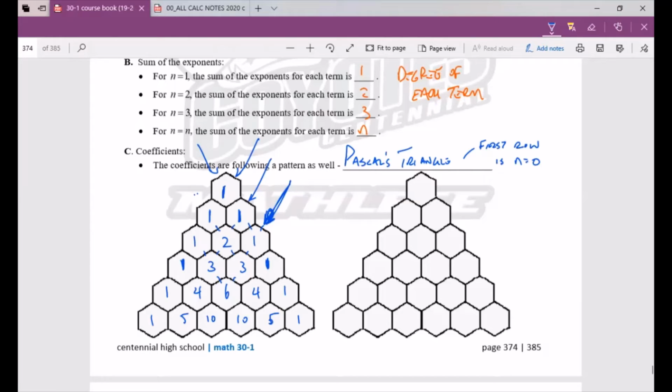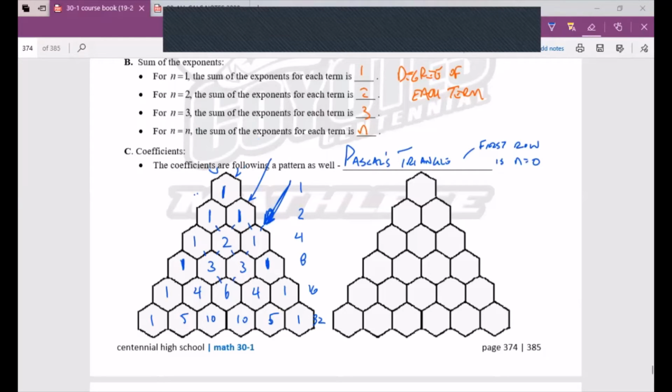If I look at the sum of the numbers in every row, this row adds to 1, this row adds to 2, this row adds to 4. 1 plus 3 plus 3 plus 1 makes 8, this row is 16, this row is 32. Those are all your doubling numbers. And so there's tons of patterns going on with this.